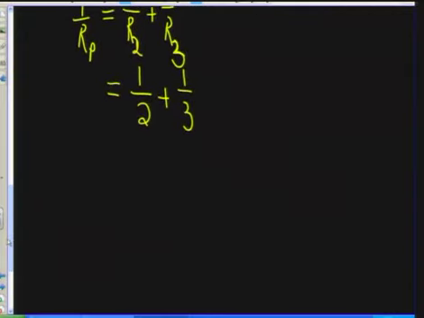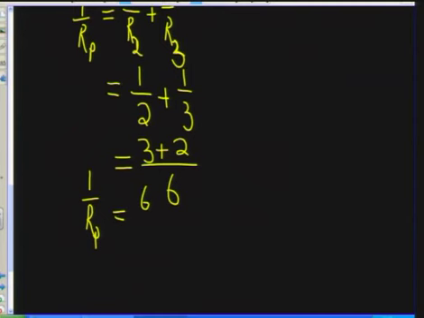How do we do that? The LCM here is 6. 2 into 6 is 3, times 1 is 3, plus 3 into 6 is 2, times 1 is 2. All right, so what do we have at the end? 1 over RP is 3 plus 2, that is 5 over 6. Therefore, RP over 1 is 6 over 5.